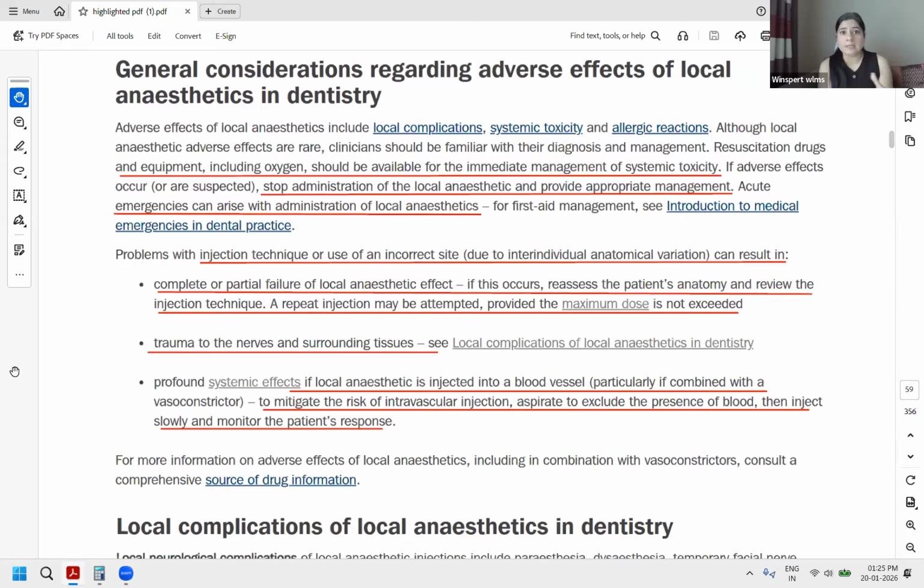So for any clinician who's using local anesthesia, because allergies are possible and severe systemic toxicity is possible, that is why they must have life-saving drugs and equipment available. So resuscitation drugs, which is your adrenaline, right? Then equipment, oxygen, and you should have the capacity and the knowledge to manage the immediate symptoms of systemic toxicity.